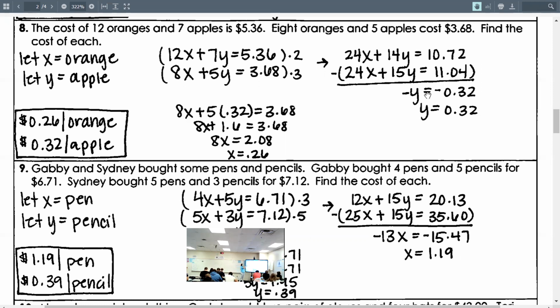All right, then plug it back in, solve for x, which represents your oranges. That should have been 26 cents. And if you really want to double check it, make sure you're doing it right on a test, plug them in. If you do 12 times 26 cents, 7 times 32 cents, I do get $5.36. And then the other one works out also. So any questions?